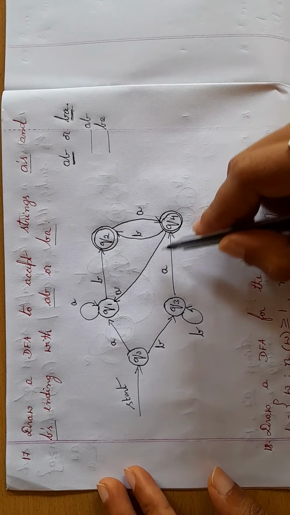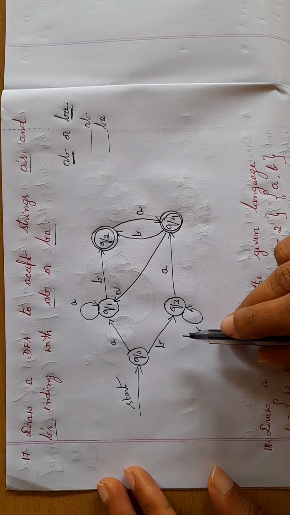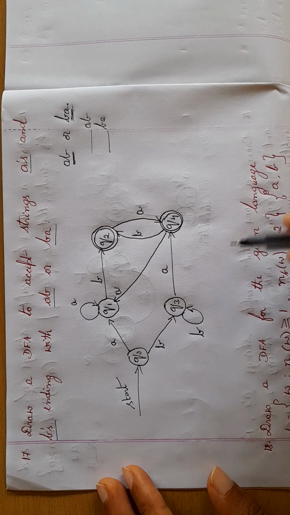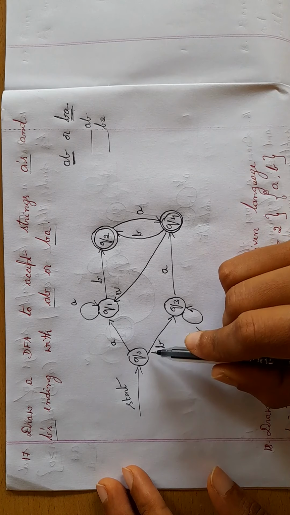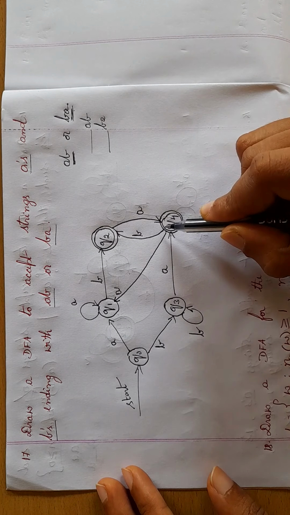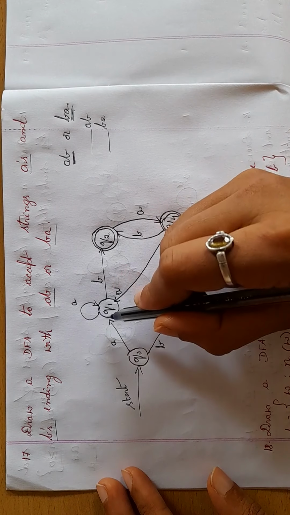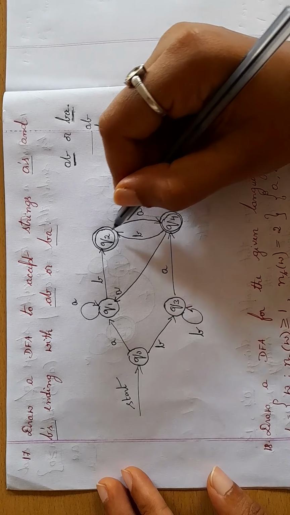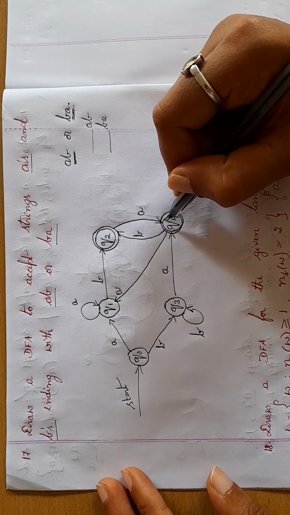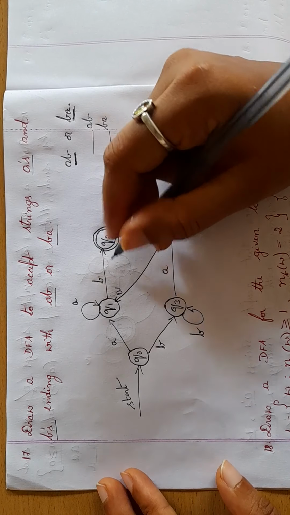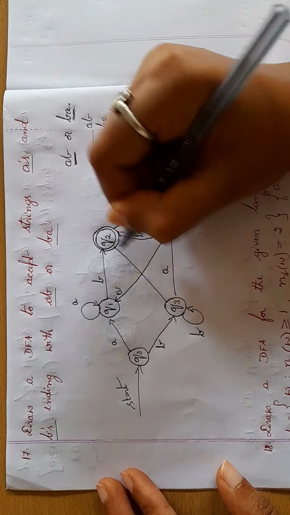Okay, so from Q4 I'll take A here. Now what happens is, I can have a combination like B, A, and then B. So I'll be getting B, A, n number of A's and then B. Similarly here, from Q2 A is taken here, B is remaining, B I'll connect here.